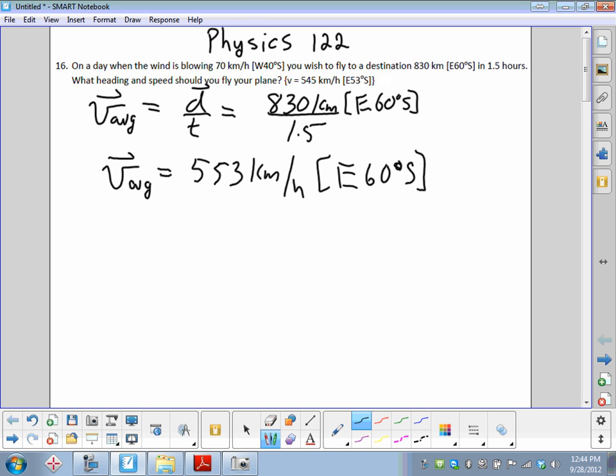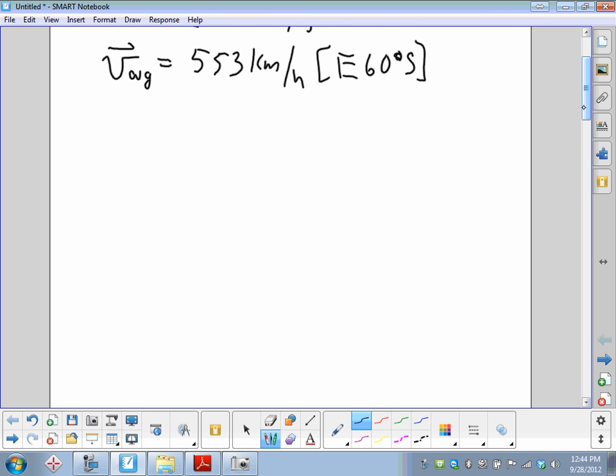Here comes the tricky part. We need to incorporate the wind. So how fast should I fly this plane and in what direction, incorporating a wind of 70 so that I end up going, in the end, 553 and east 60 degrees south. It might be easier to picture if you consider a short little diagram. Here's my little dot. You can think of that as the plane if you want. On the plane, the wind is blowing 70 kilometers an hour, and it's southwest.